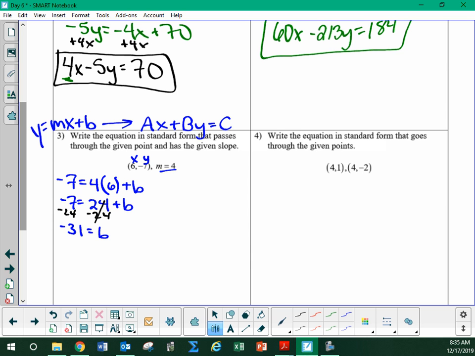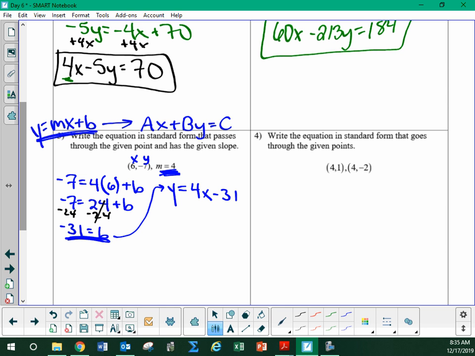Awesome. So now I have my b value, I have my m value, so I can go and put it into my equation here. So I have, let's zoom that over here. y equals my slope, which is 4, x, and my b value, which is -31. But it's asking for standard, right? It's true. It's asking for standard. So we did that so we can have an equation. Now we just have to switch it to standard form.